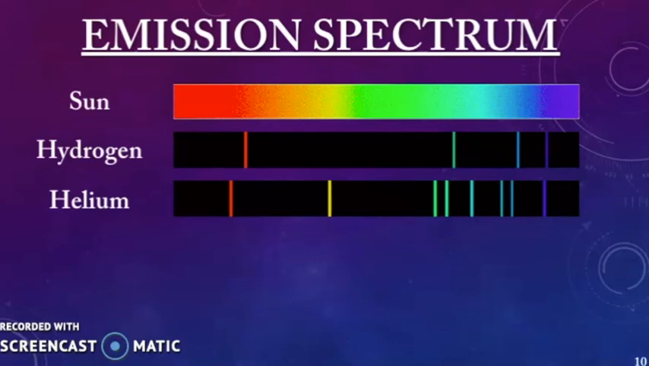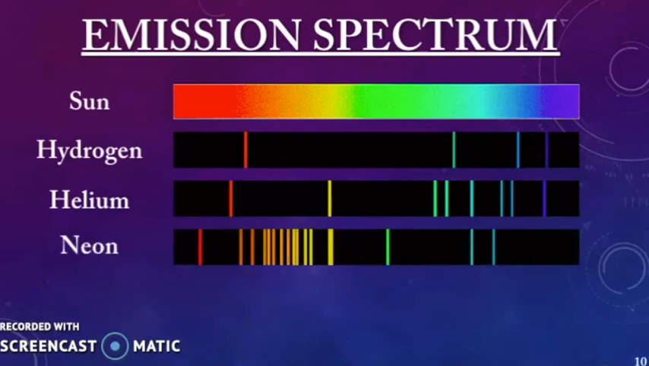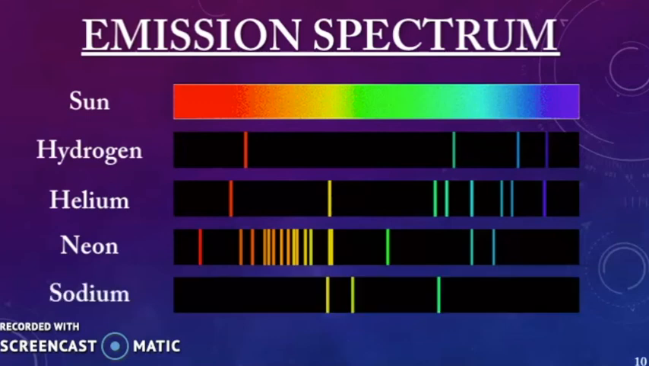But then if I start looking at other things like neon, whoa, neon is really different. And if I look at a metal, let's say sodium, I'll see that sodium actually looks very plain. It turns out that each of the elements has its own signature.